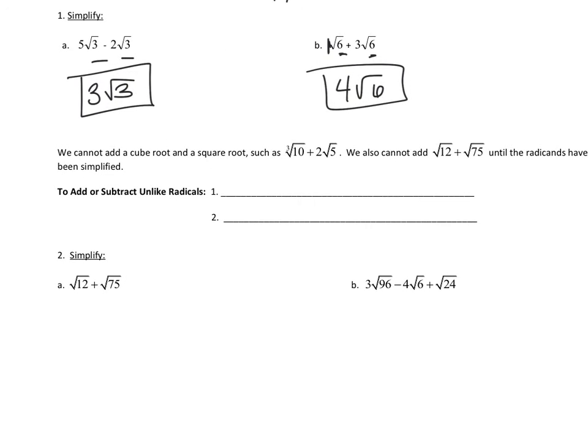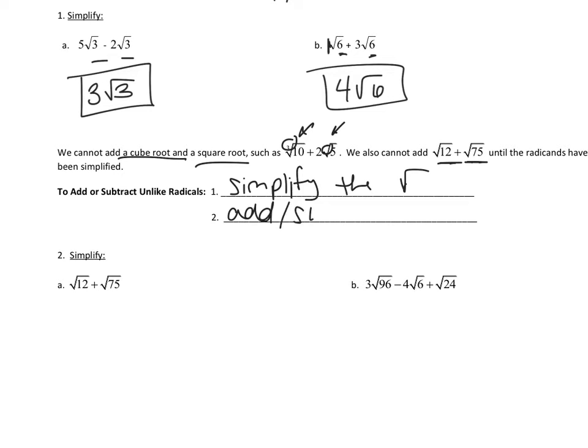oh, and there's a little note here. It says we cannot add cube roots and square roots, so they need to be the same type of radical, same index. This is an index of 3, this is an index of 2. And you also cannot add square roots or any radical with the inside being different. They need to be simplified. So the first thing you want to do to add or subtract unlike radicals is simplify them. Simplify the radicals, and then add or subtract the coefficients.